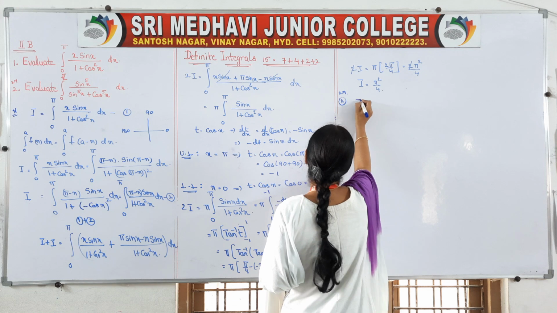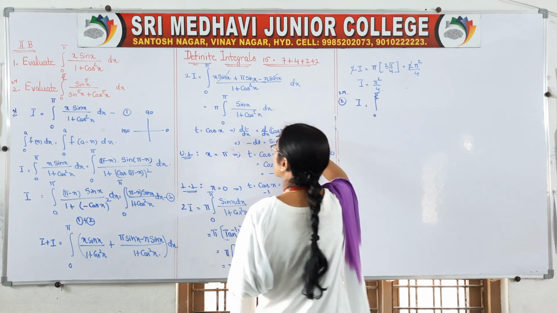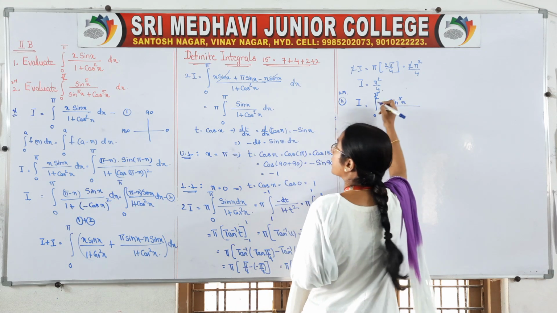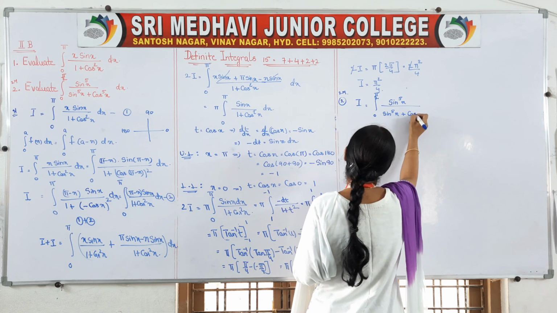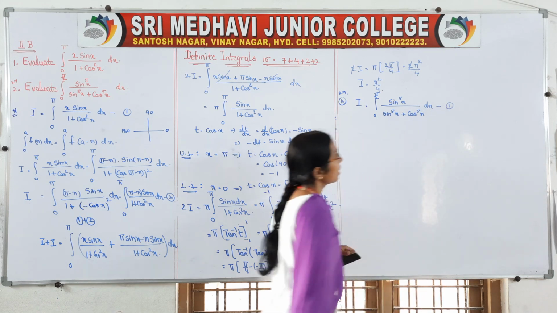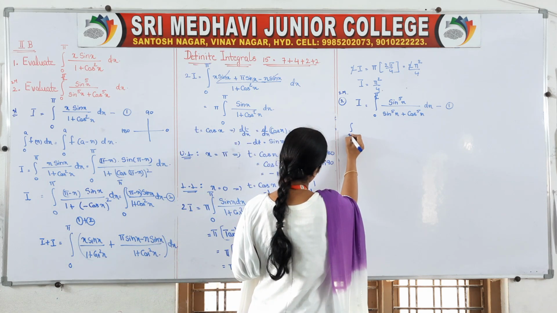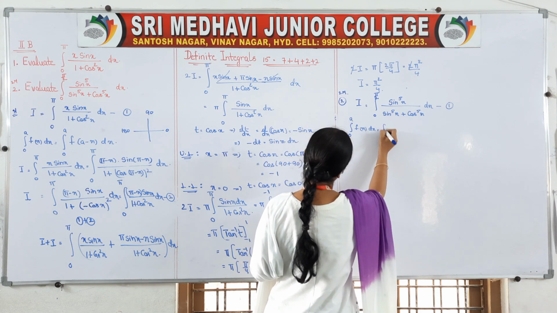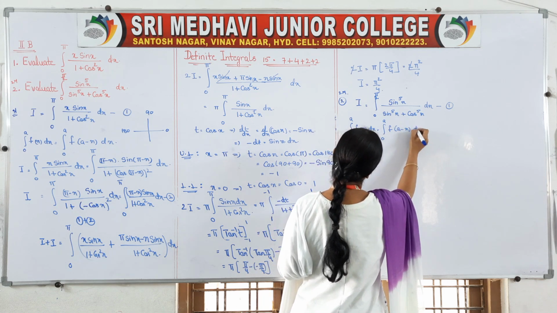What is that? You take I is equal to integral 0 to pi by 2 of sine to the power of 5x by sine to the power of 5x plus cos to the power of 5x dx. You consider this as your first equation and we apply that formula. We know that integral 0 to a f of x dx is equal to integral 0 to a f of a minus x dx.